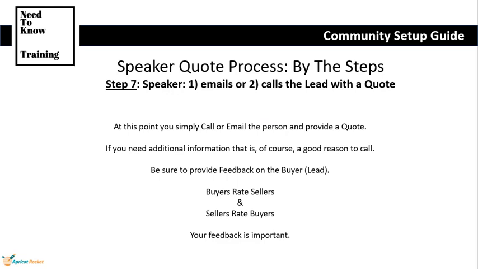Now, after you've unlocked the information, you just simply either call or email the person and provide a quote. You may need additional information to be able to provide the quote, and if that's the case, just give them a call and get that information and arrange to get back to them or give them a quote, whatever you want to. Remember that buyers provide feedback on sellers, and sellers provide feedback and rate buyers. Your feedback is important, so we ask you to be sure and do that.